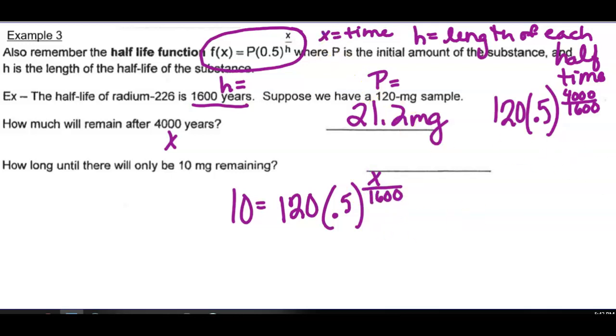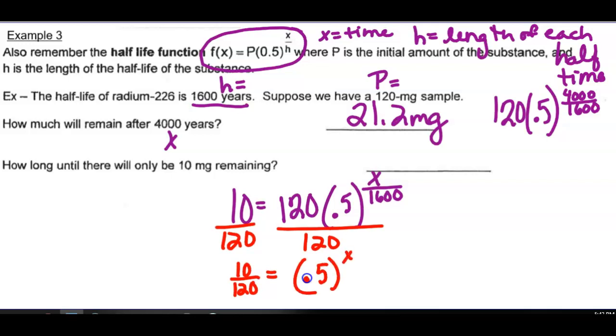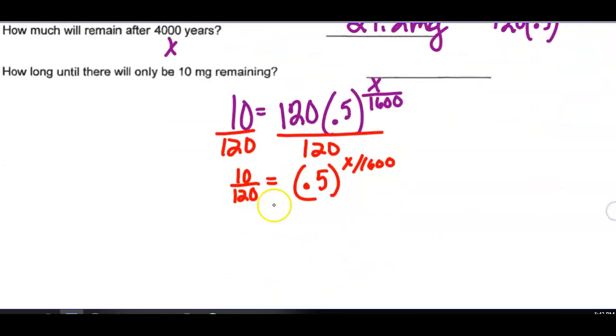So this is only a one-step solve, but we have a lot to do, and we can't do 120 times 0.5. Again, you have to divide both sides by 120, which I'm just going to leave as 10 over 120. And over here I have 0.5 to the x over 1600. Now, because the x is in the exponent, we're going to need to take the log of both sides. Doesn't matter what kind. I usually do ln because it's shorter to write, but I'll do log.